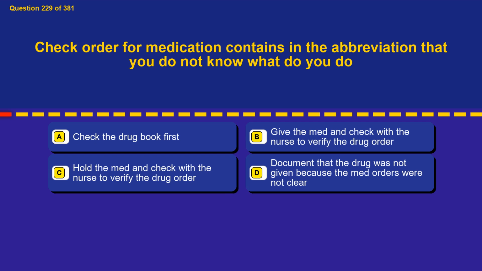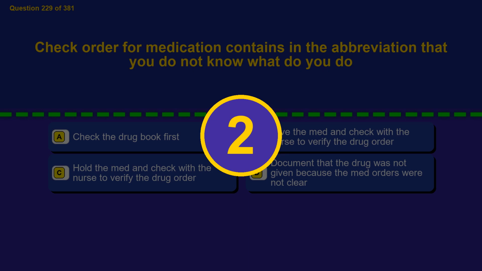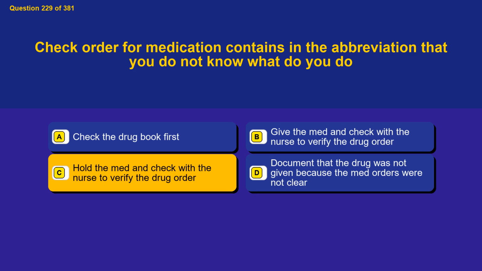Question 229. The order for a medication contains an abbreviation that you do not know. What do you do? Option A. Check the drug book first. Option B. Give the med and check with the nurse to verify the drug order. Option C. Hold the med and check with the nurse to verify the drug order. Option D. Document that the drug was not given because the med orders were not clear. The correct answer is option C. Hold the med and check with the nurse to verify the drug order.